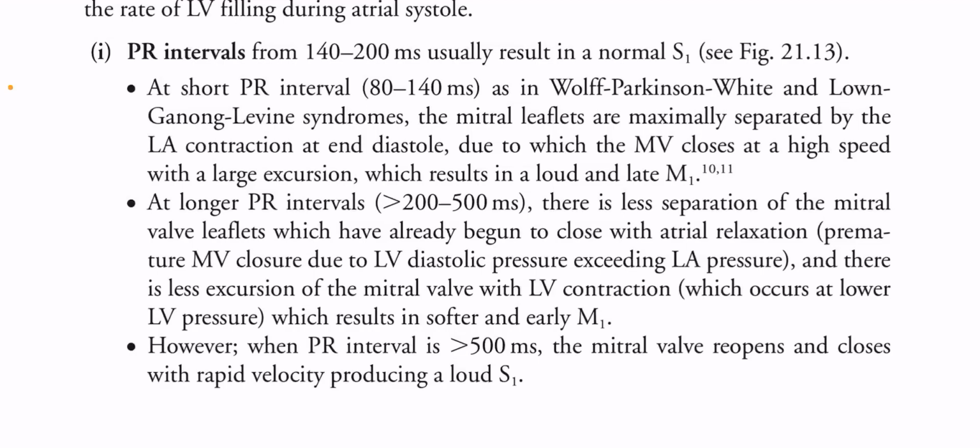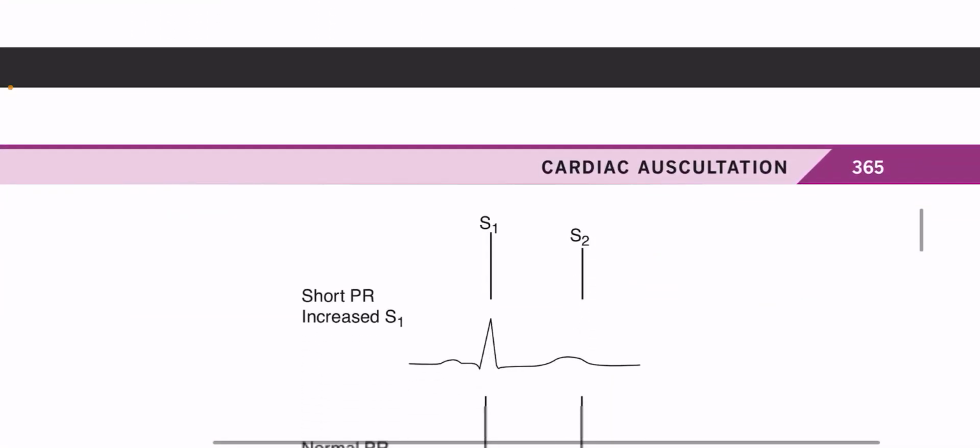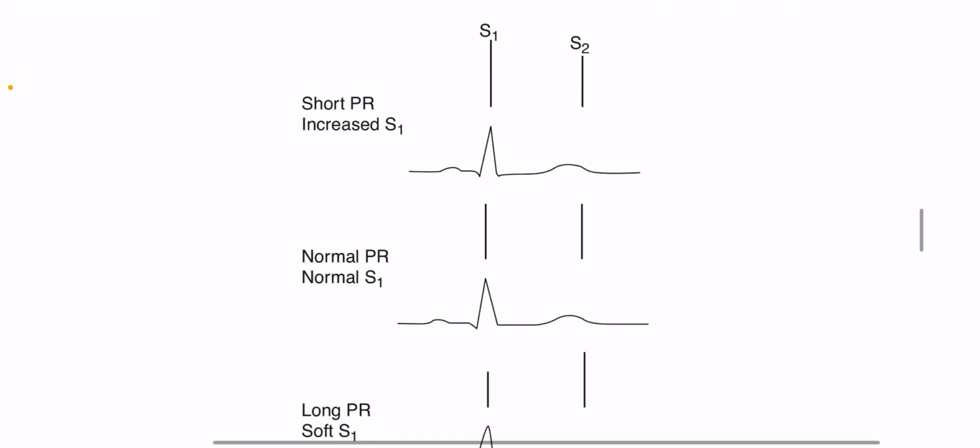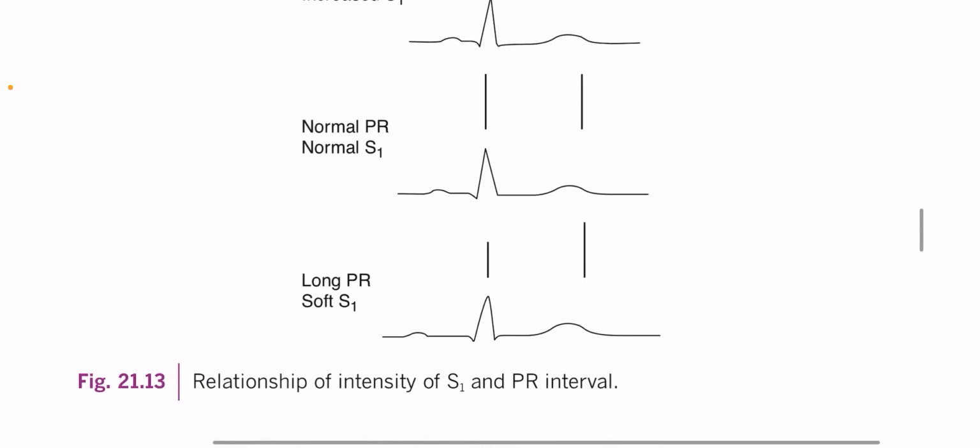At longer PR intervals, more than 200 to 500 milliseconds, there is less separation of the mitral valve leaflets, which have already begun to close with atrial relaxation. Premature mitral valve closure occurs due to LV diastolic pressure exceeding LA pressure, and there is less excursion of the mitral valve with LV contraction, which occurs at lower LV pressure, which results in softer and early M1. However, when PR interval is more than 500 milliseconds, the mitral valve reopens and closes with rapid velocity, producing a loud first heart sound. So, short PR, increased S1; normal PR, normal S1; long PR, soft S1.